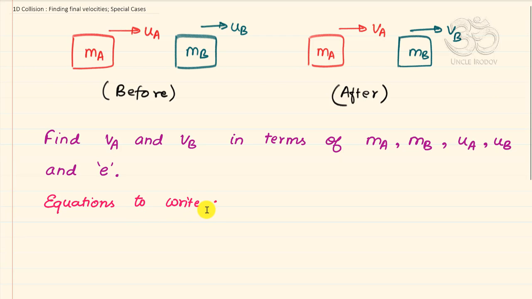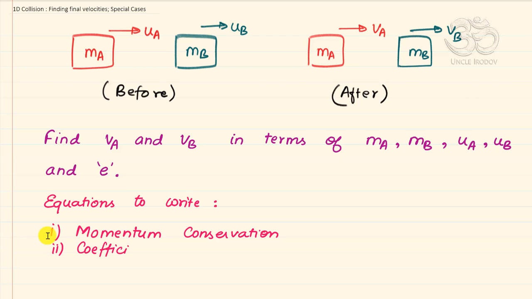So equations to write: one, you have got the equation for momentum conservation, and two, you can try to write the equation for e, the coefficient of restitution equation. And once you write these two equations, you know that you have only two variables to find. You have got two equations, so you should be able to find out va and vb if you just manipulate these equations. So can you do that really in around 5 minutes and then give me the final answers?